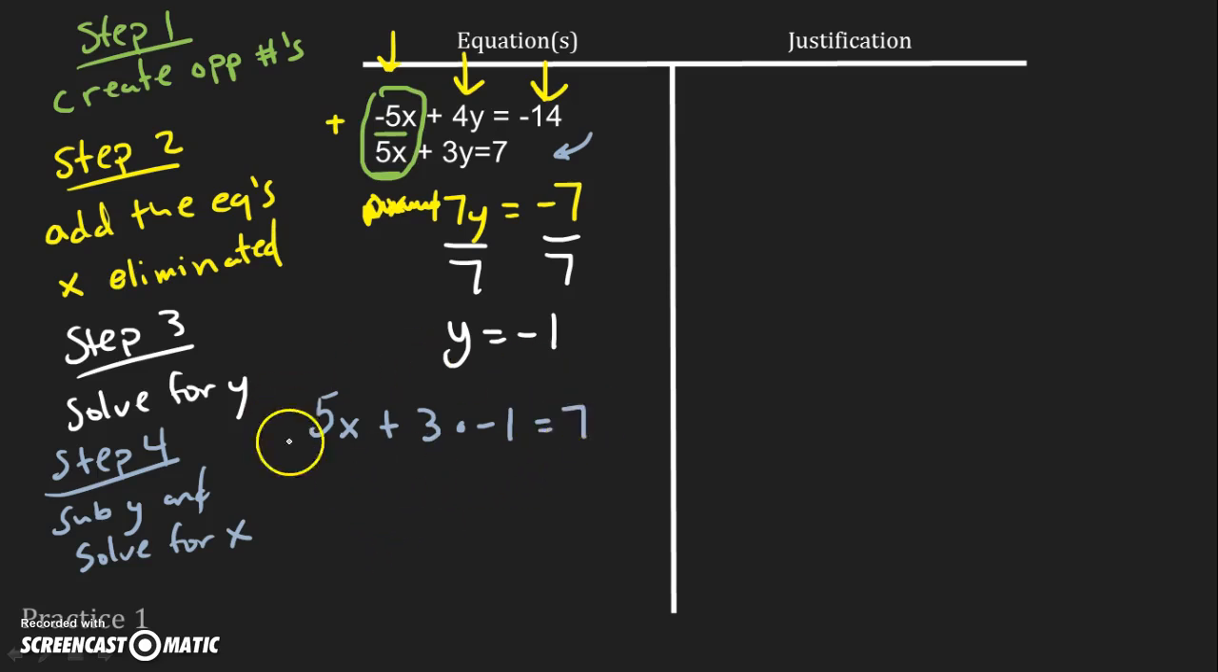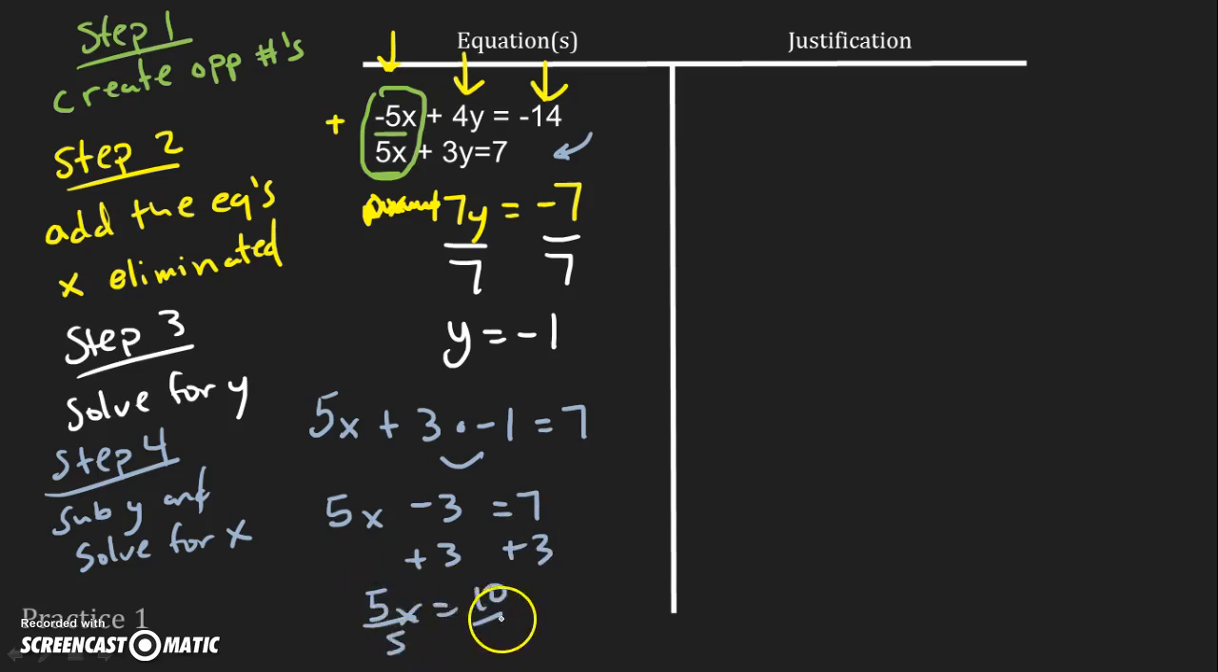Now we've got an equation with just one variable. We can go ahead and simplify the 3 times -1 to a -3 and bring the rest down. Now we can use inverse operations to first eliminate what's being subtracted. So we're going to add 3 to both sides, and we get 5x equals 10. And now we can divide by 5, and we get x equals 2. Write your final answer as a coordinate point. X comes first, 2, comma, -1.